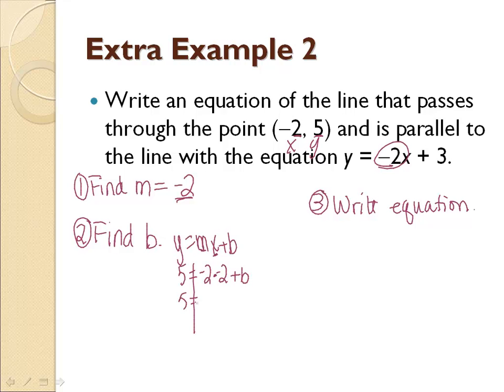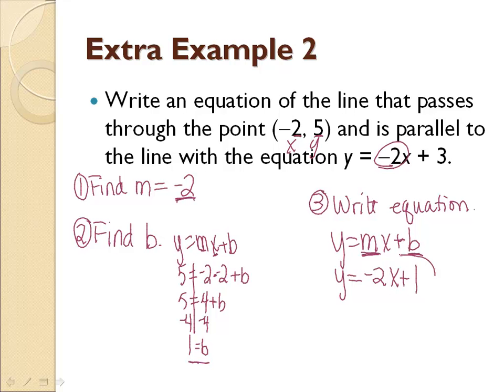So I have 5 equals -2 times -2 is +4 plus b. Subtract 4 from both sides. So b equals 5 minus 4 is 1. So I found my slope here. I found my y-intercept here. y equals mx plus b is my equation. And I want to plug in my slope and my y-intercept. So I'm going to say y equals -2x plus 1. And that is my third step, my equation.